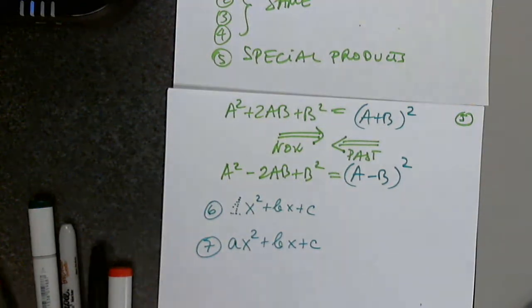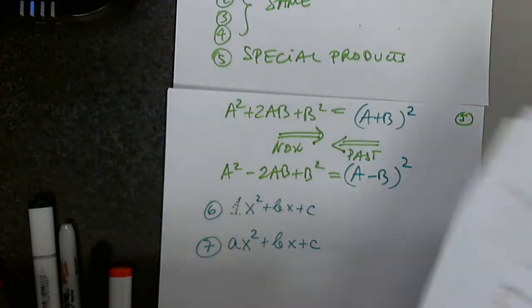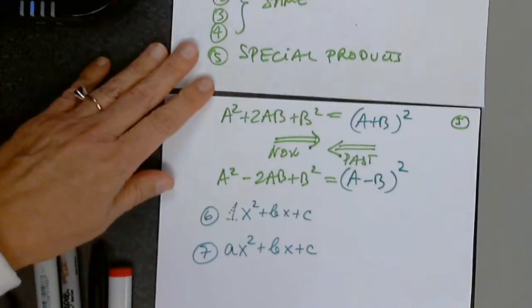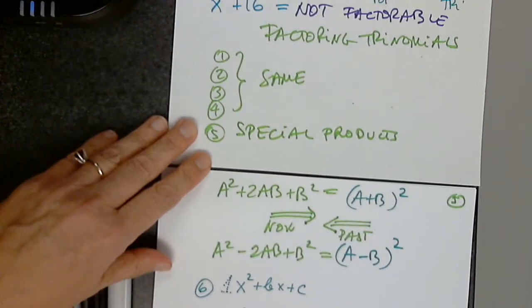Okay, so let's start with trinomials. But first, let's look at these 2 simple examples in which we only factor the greatest common factor. So factoring trinomials is the most difficult one.